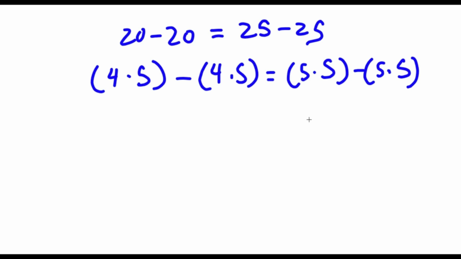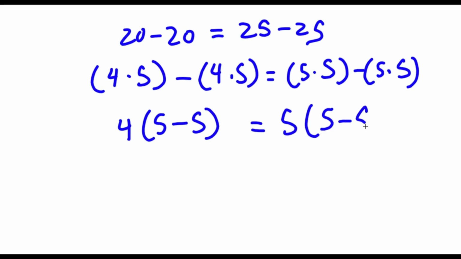Now, this is the same thing as 4 times 5 minus 5. All I did was I factored out 4 from this because both terms were being multiplied by 4. And now this is the same thing as 5 times 5 minus 5. All I did was I factored out 5 from this because 5 is being multiplied by both terms.